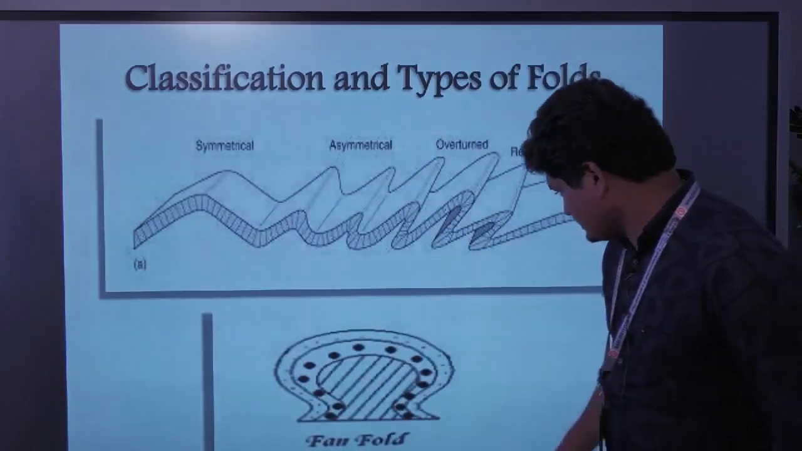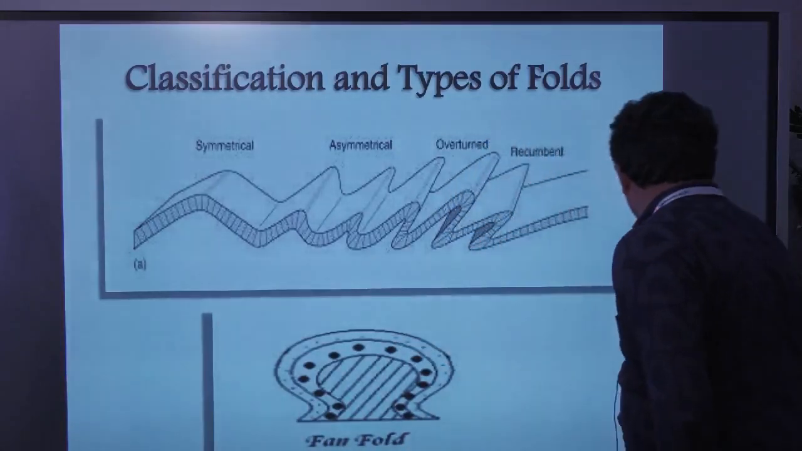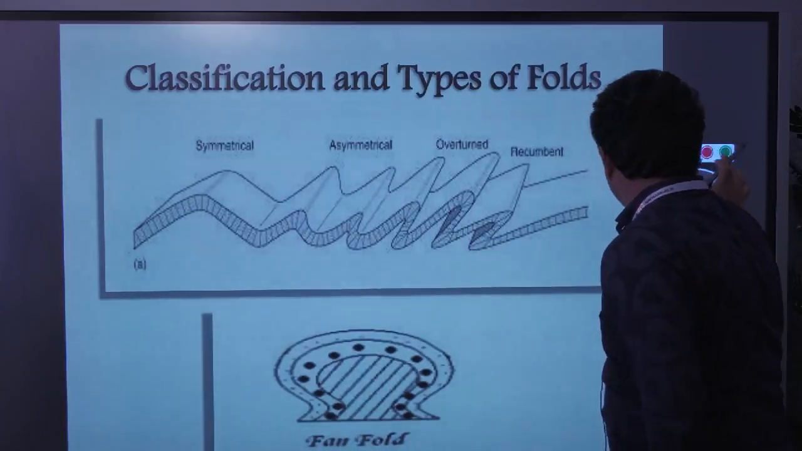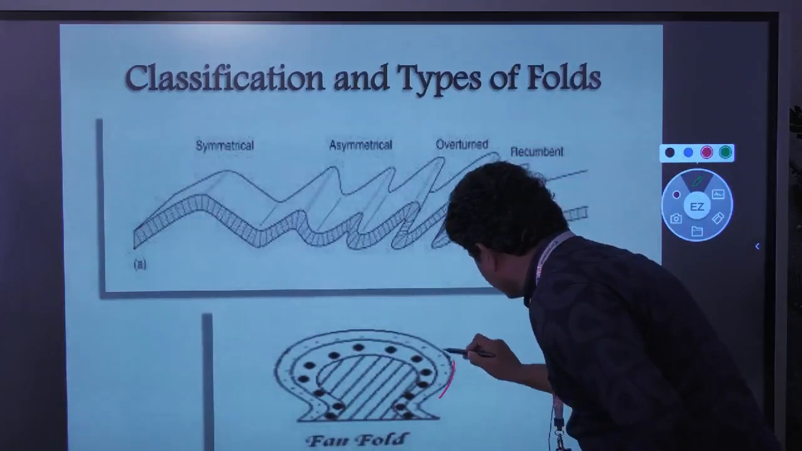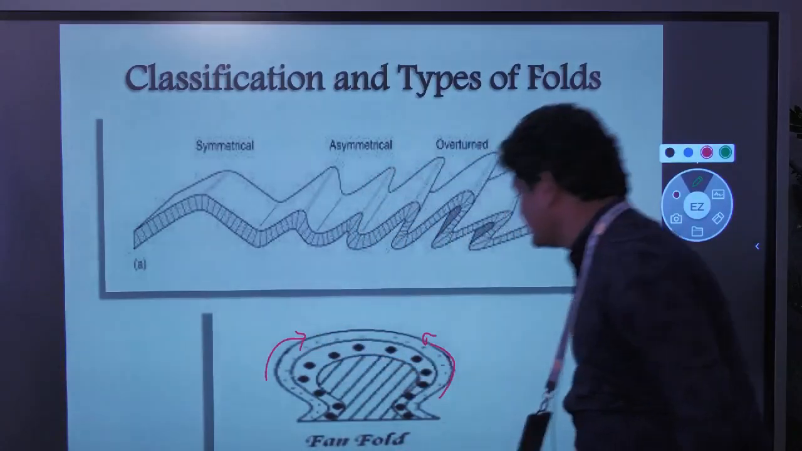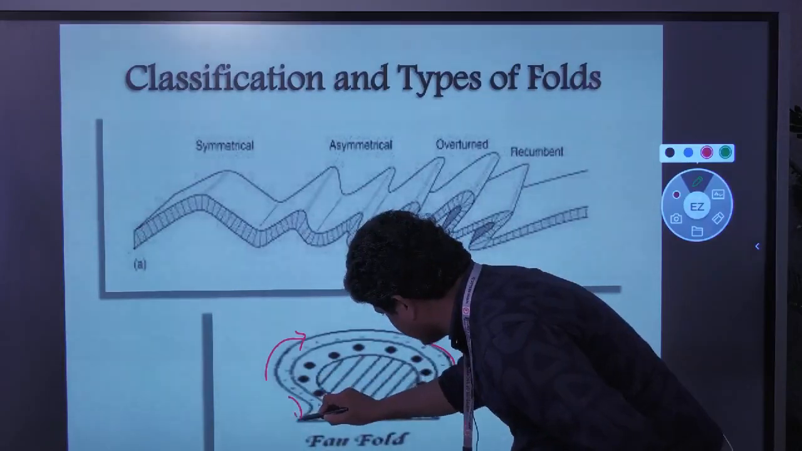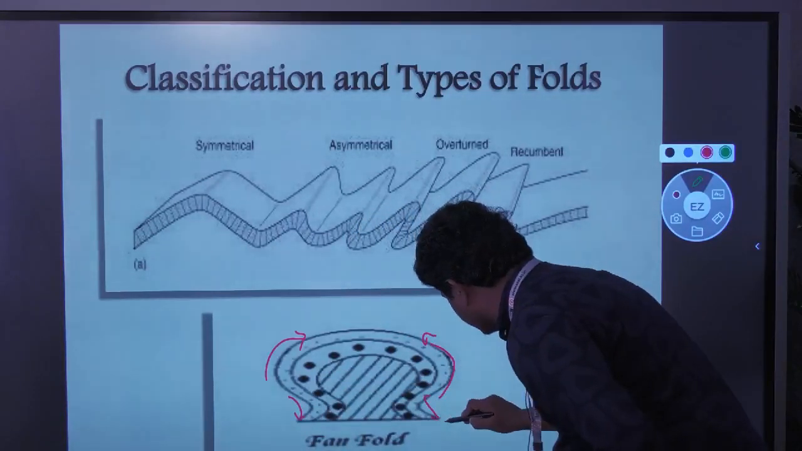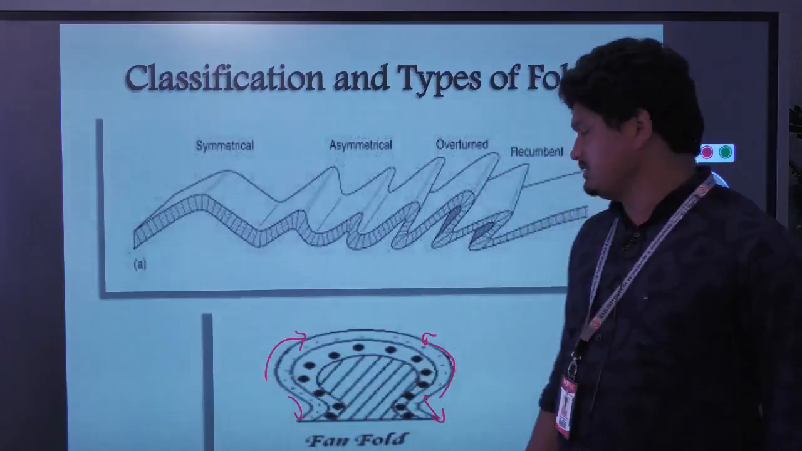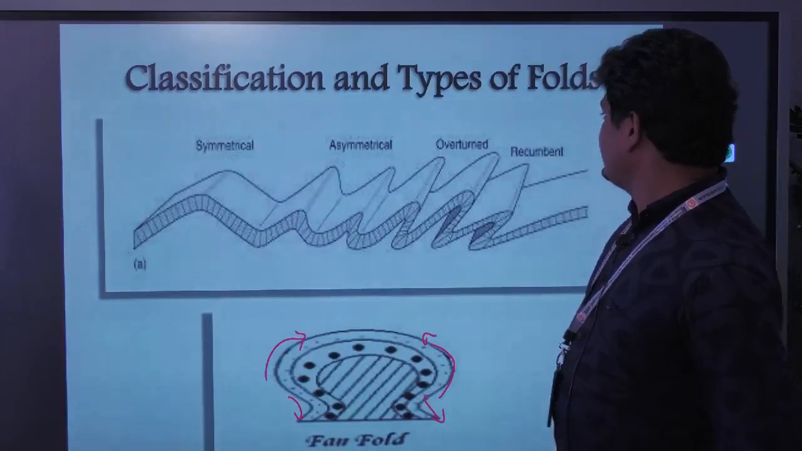In the fan fold, on the crest side the limbs will be towards each other in the anticlinal structure, and on the trough side they will be away from each other. Similarly, if you identify the syncline structure, the similar pattern will be identified in that fan fold.